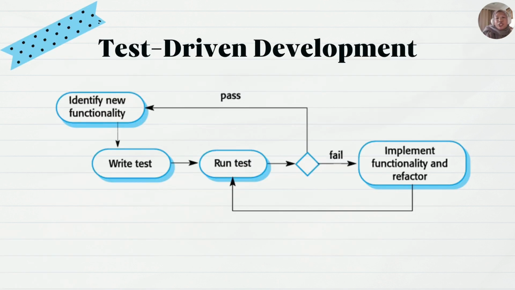So here is the flowchart of test-driven development. We start by identifying the new functionality. After that, we write the test and we run the test. After we run the test, we have two options, which is the test passes or fails. If the test fails, we go for implementing the functionality and refactoring. After that, we rerun the test. Once the test is successful, we can go for the next functionality.